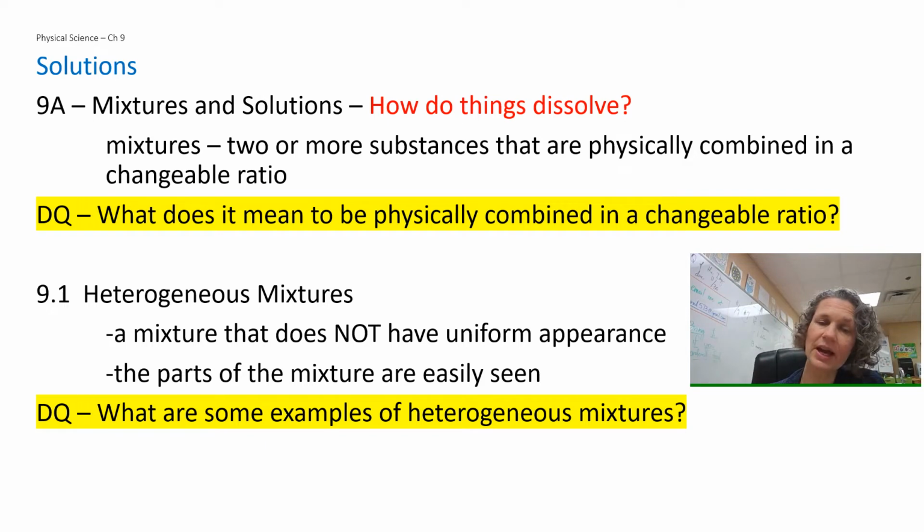So before we get to that, let me real quick talk about heterogeneous mixtures. This is a mixture where you do not have a uniform appearance. So you can see the parts of the mixture. Again, trail mix is kind of the go-to example of a heterogeneous mixture, at least for me. I can look at what is in my hand, before I eat it, and pick out the parts that I want first. There's nothing that changes about those parts, whether they're separate or together.